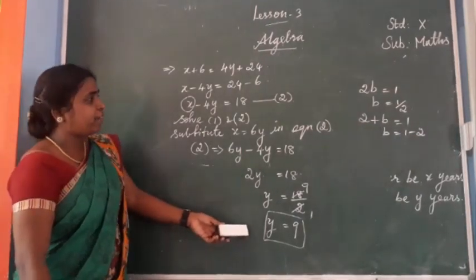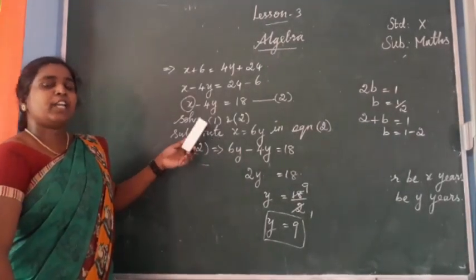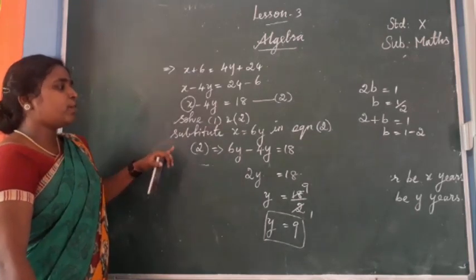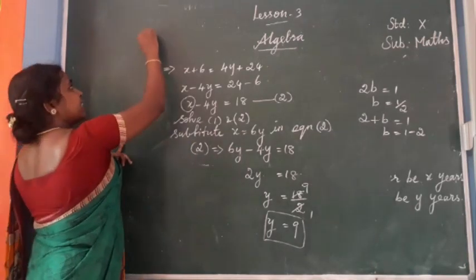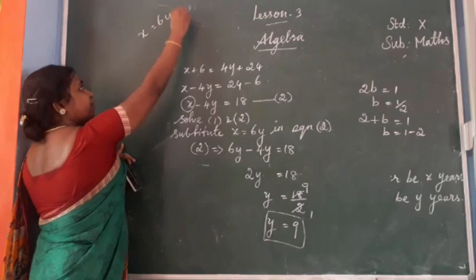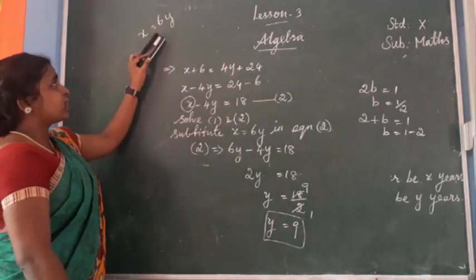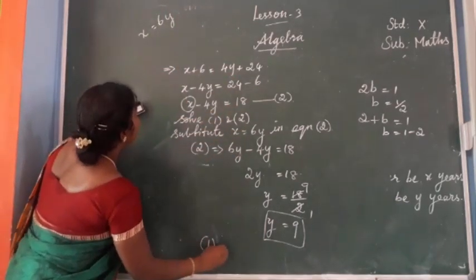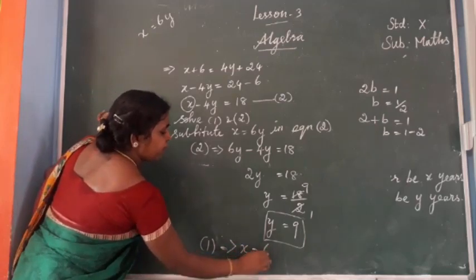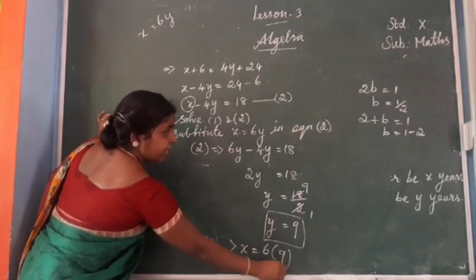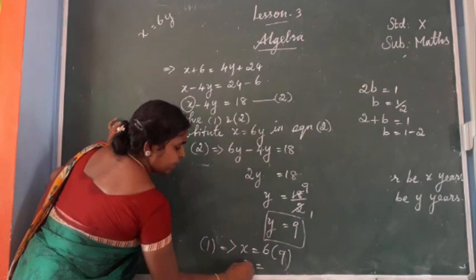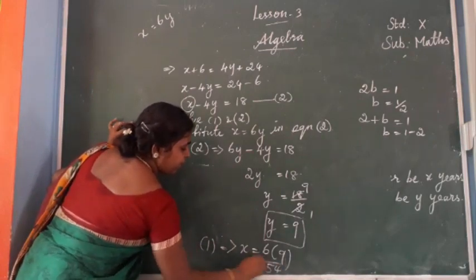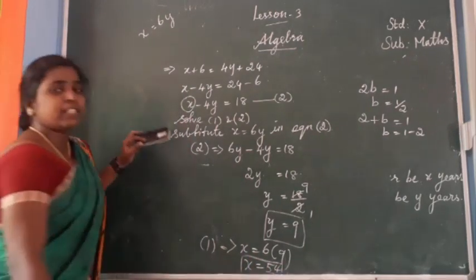Okay, next we got the y value. You have to substitute the y value in equation 1 or equation 2. I think here equation 1 is easy. Equation 1 is x equal to 6y, so we can use this equation. So 1 implies x equal to 6y. That means 6 into 9, 6 9s are 54. So now we got all the values, x and y.